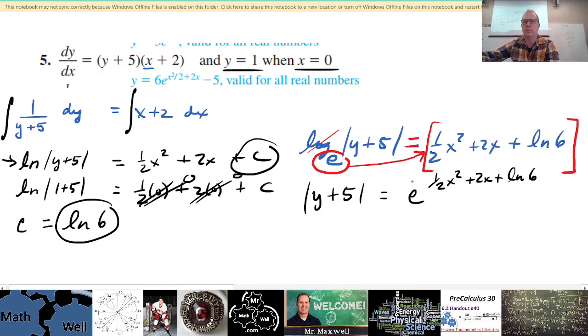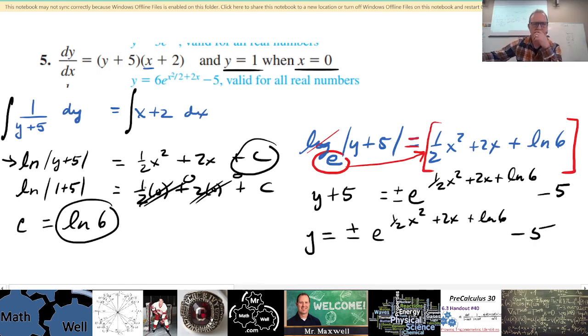All right. So what we need to do here now is we're going to do plus or minus and get rid of these absolute value signs. And then we're going to subtract 5. All right, so we have y equals either plus or minus e to the 1/2 x squared plus 2x plus ln 6, minus 5. Let me pause for a second.